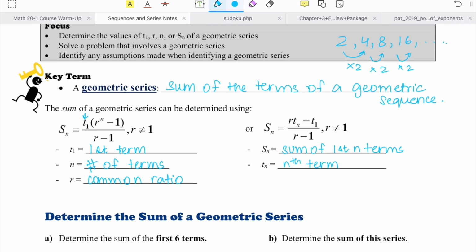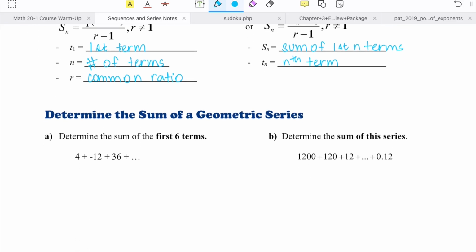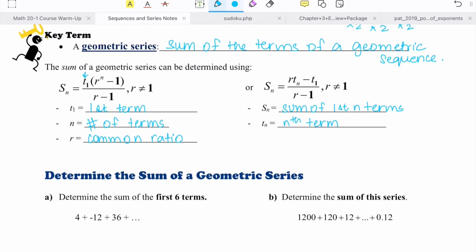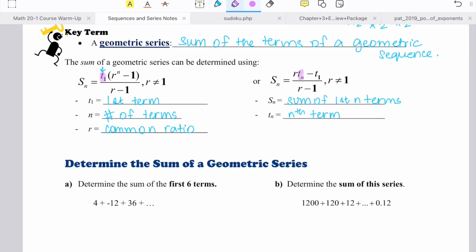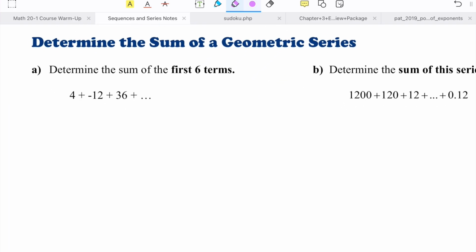Okay? We know all this from before too, right? Okay, now let's solve a few questions and see which formula we should pick. The main difference here, you guys, is that if Tn is given to you, you use the second formula. If Tn isn't given to you, you use the first formula, given that T1 is given to you, right? So let's look at a few questions.